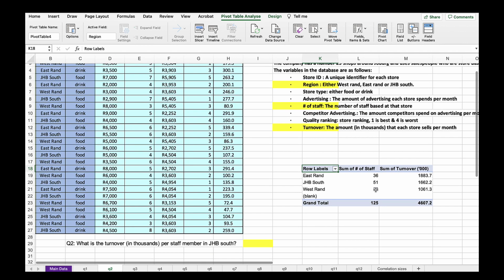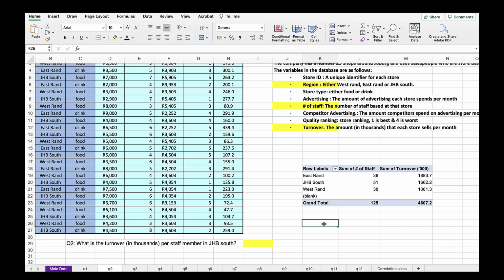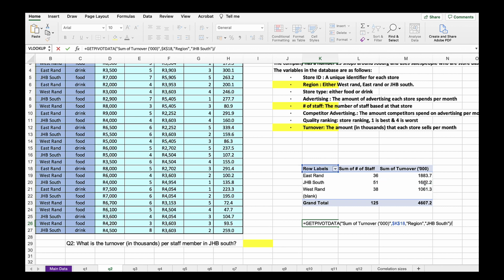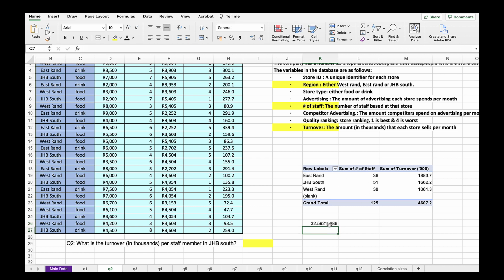And the question was that answering that, it says, what is the turnover per staff member? What we're looking at is per staff member. So what I could do is I could say, what is the turnover? Here's the sum of the turnover for Joburg South. And I'm going to divide that by the number of staff members in Joburg South. And I will get to this number. And it gives me 32.59. And that is my answer for the second one. So I'm using a combination of the pivot table and then doing a sum outside the pivot table. So that's how I would answer question 2.